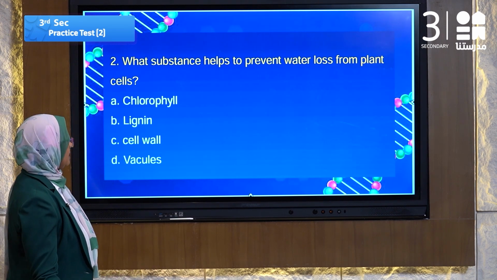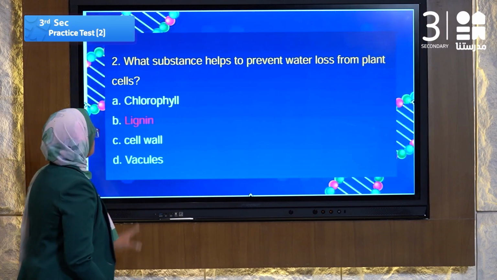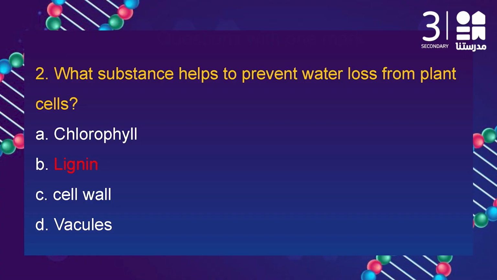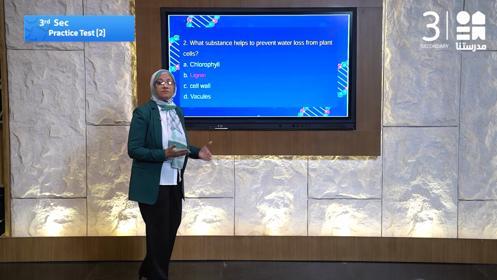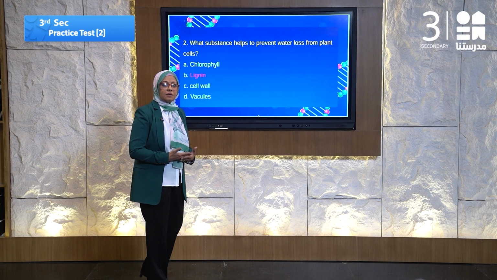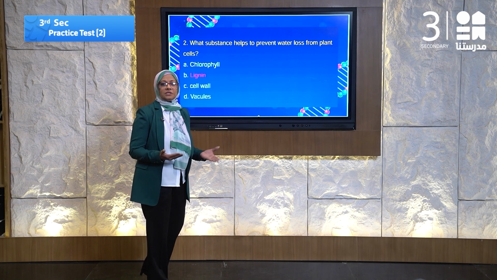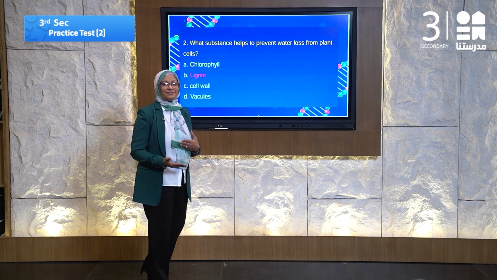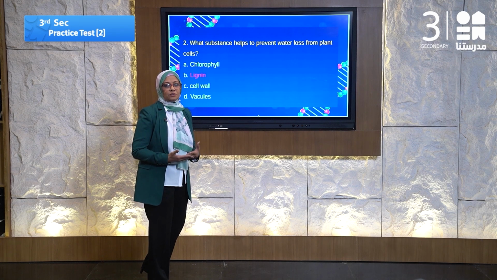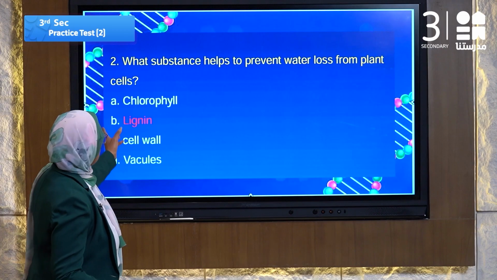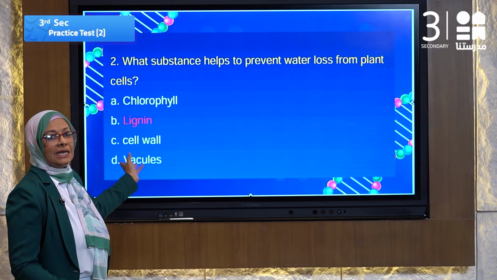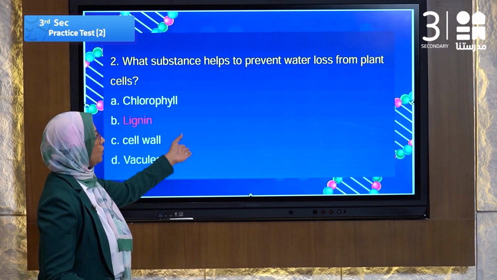Let's go to the answer. What is the answer? It is lignin. Yes, lignin prevents the loss of the cell water. The cell water is very important for the cell because the plant is exposed to the sunlight, in the daylight only. Yes, the answer is B, lignin, to prevent the loss of water.